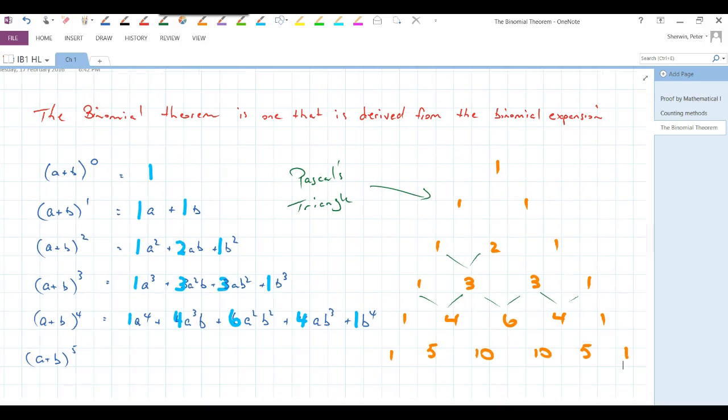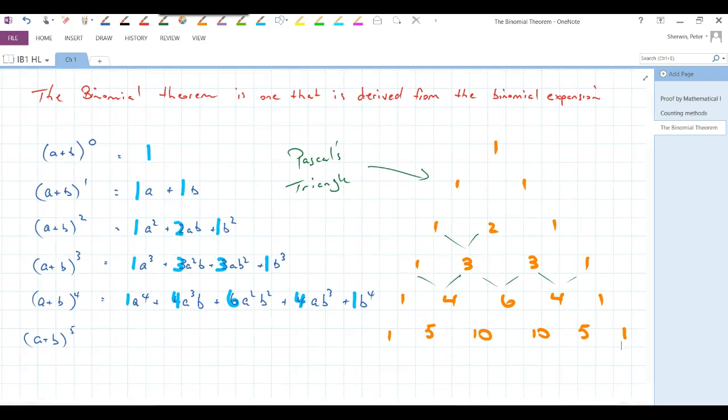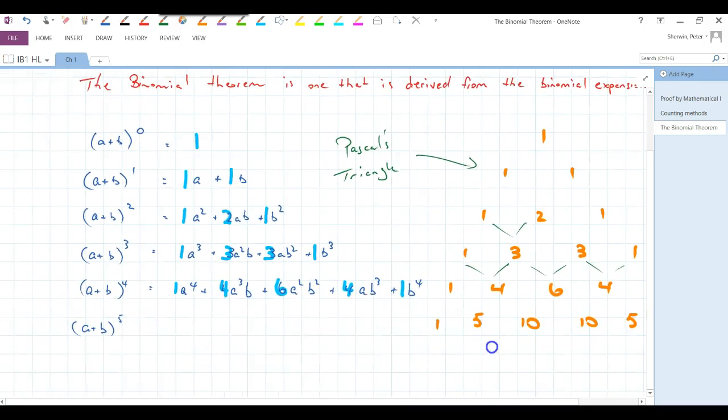So there's one more entry in each row, and you will notice that they're bookended with ones, that the first number in is the same as the power of the expansion, and that it's palindromic: 1, 5, 10, 10, 5, 1 reads the same both ways. It's symmetrical about the middle, so 1, 5, 10, 10, 5, 1, 1, 4, 6, 4, 1, lots of patterns.